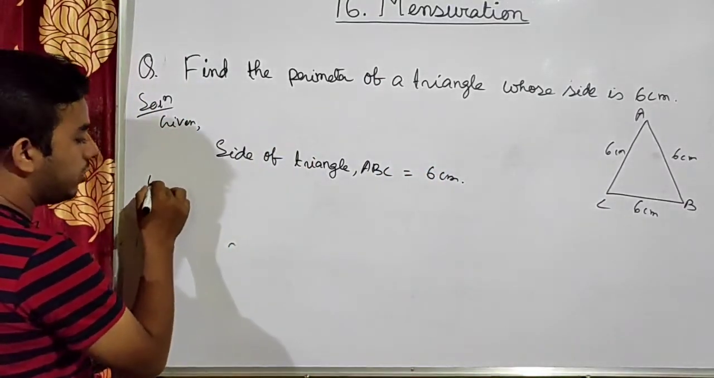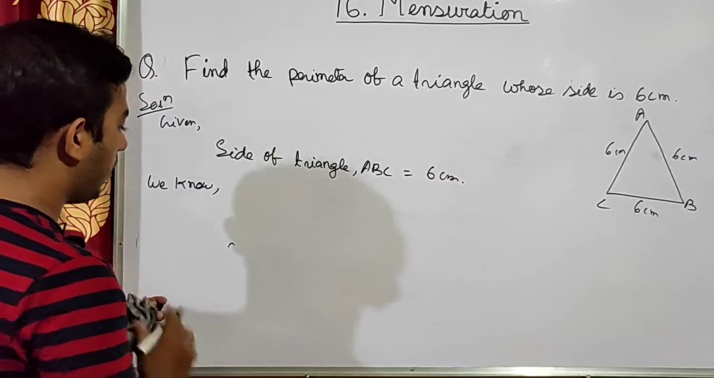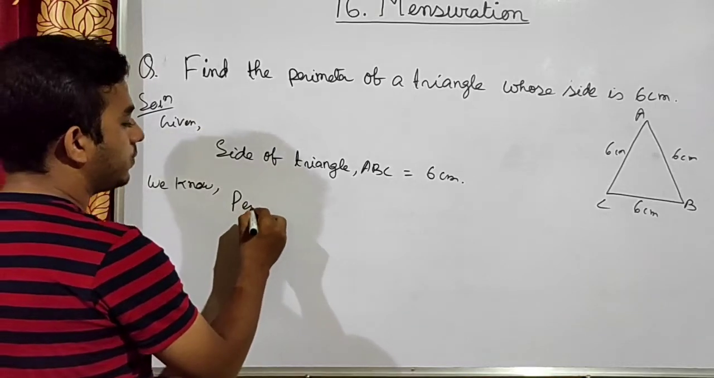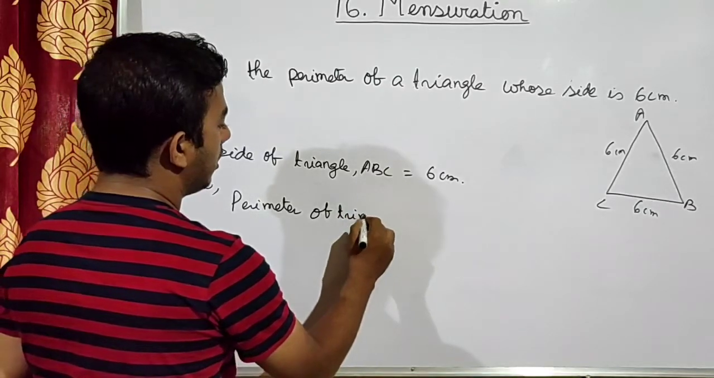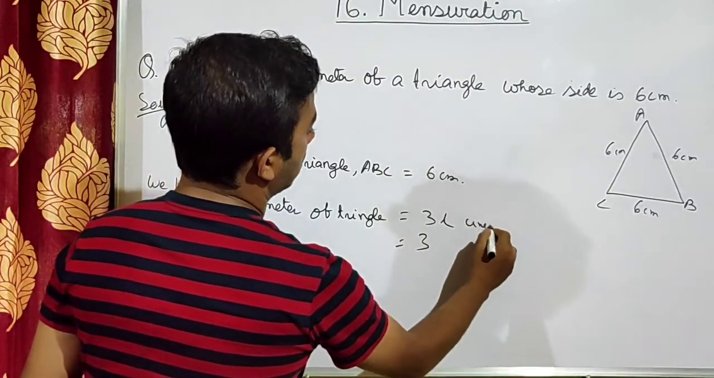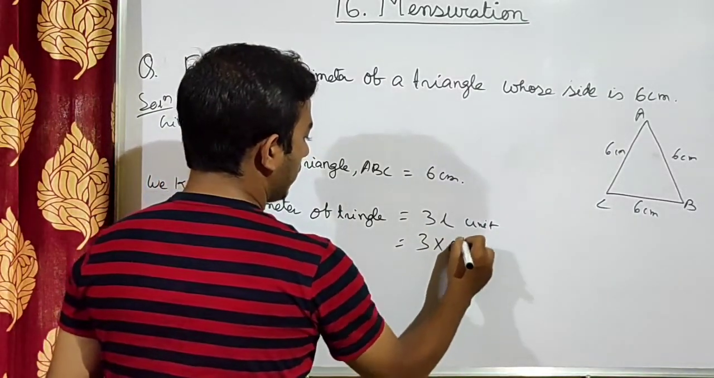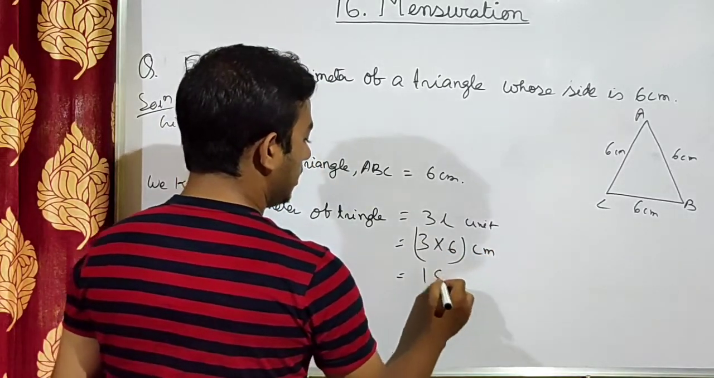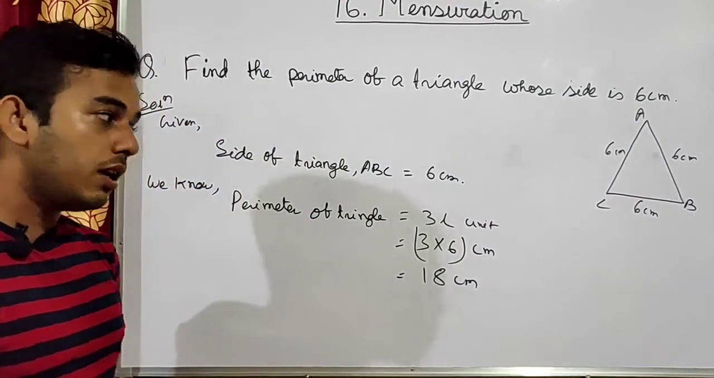What do we have to find? We have to find its perimeter. So that we know, isn't it? We know perimeter of triangle is what? 3L. Perimeter of triangle equals 3L unit. Clear? In place of L we will write 6, give bracket. What is its unit? It is centimeter. So 3 into 6 is how much? 18 centimeter. So this is our perimeter of the triangle whose side is 6 centimeter.